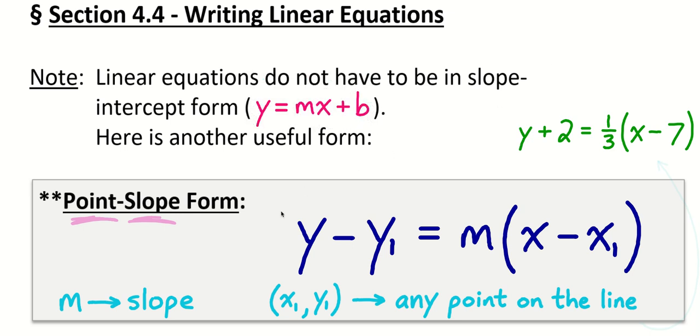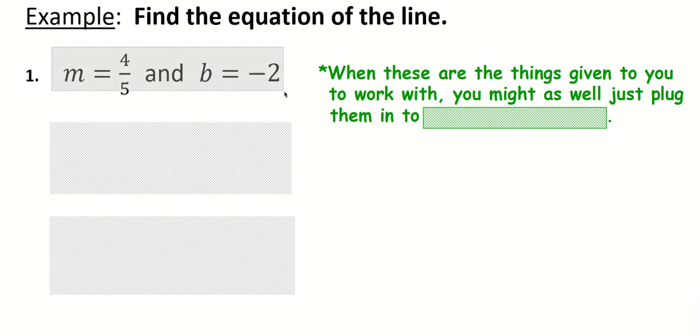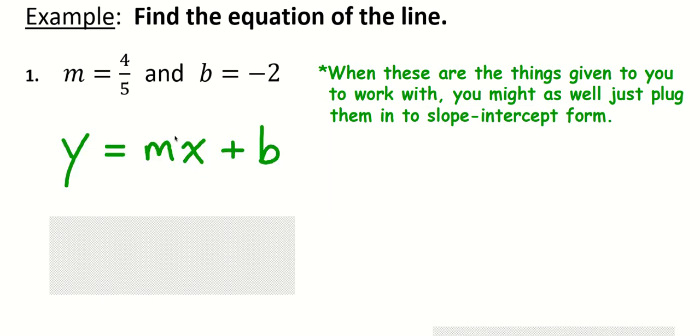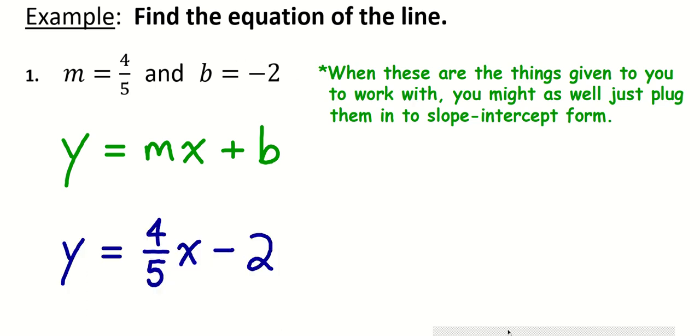So just as a reminder, before we really get into utilizing this form, if these are the things you're given, you might as well plug them into that form, where the m obviously goes in for m, it's the slope, and the -2 obviously goes in for b, and that would represent the y-intercept.